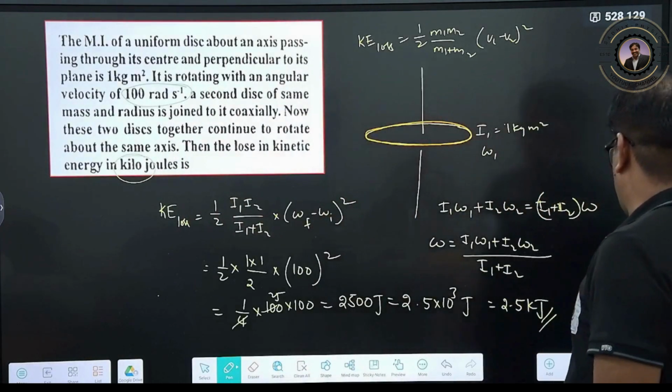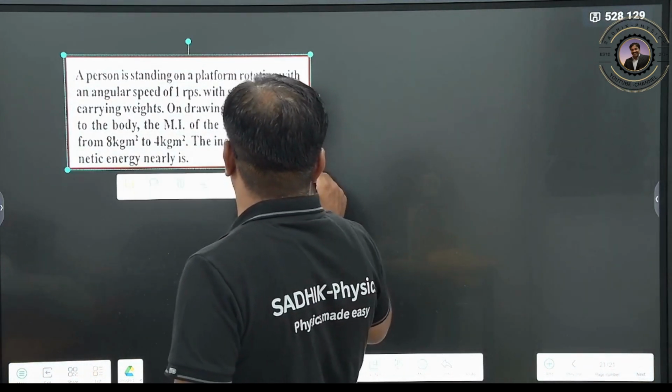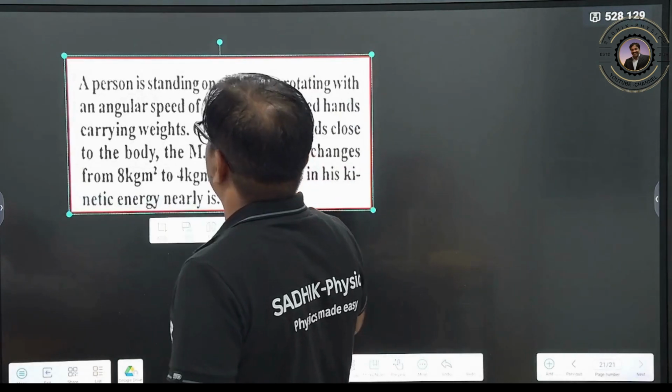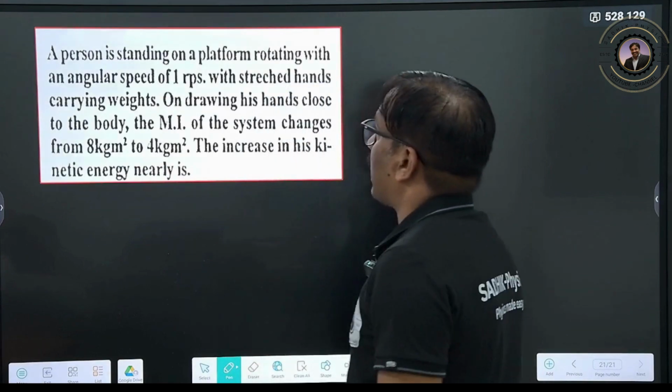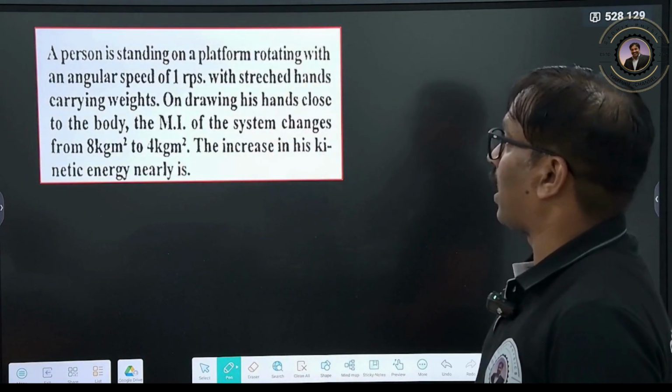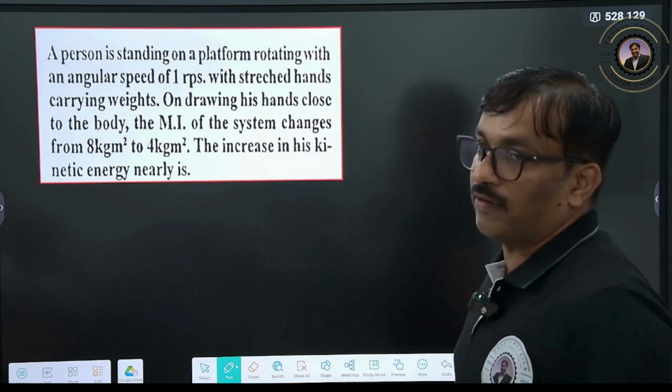Now we will go for one final question. This is one interesting question, with a lot of things to learn in it. So, the final question, let us see. Here a person is standing on a platform rotating with an angular speed of 1 rps. He stretches his hands and carries a weight.